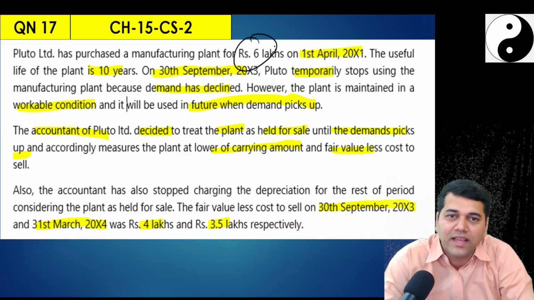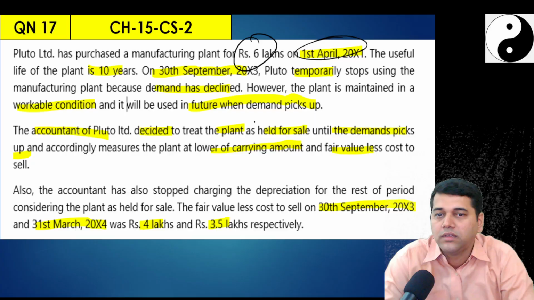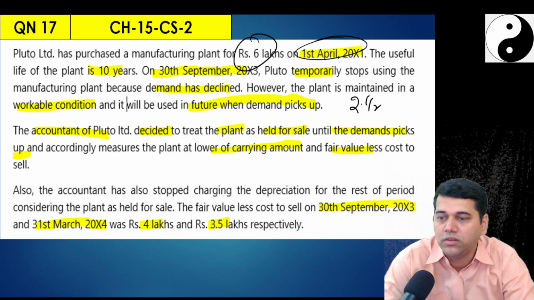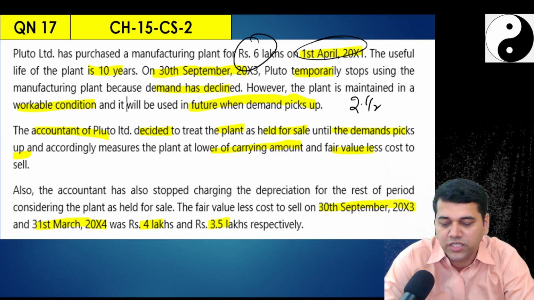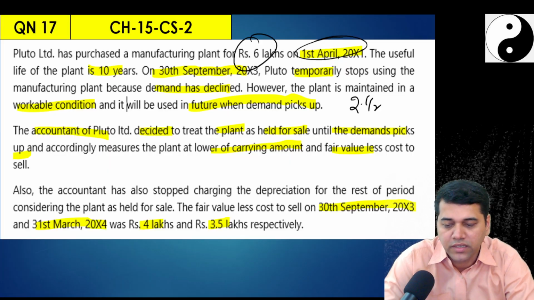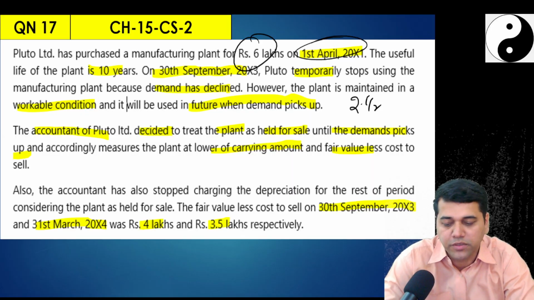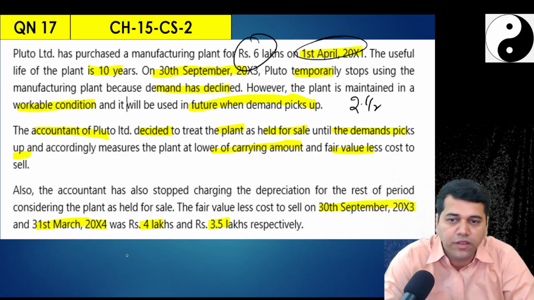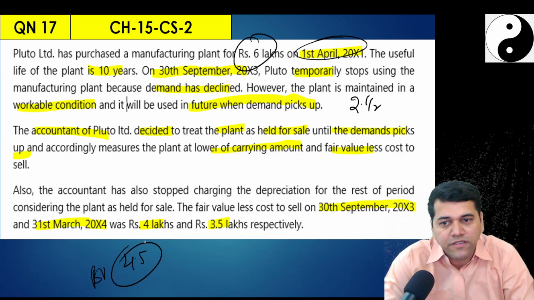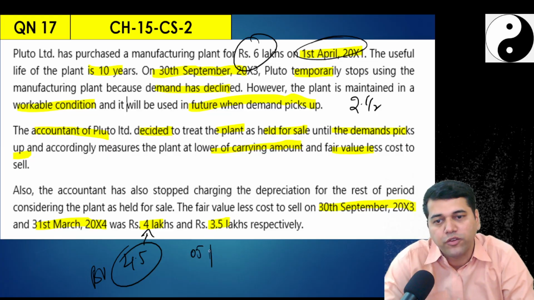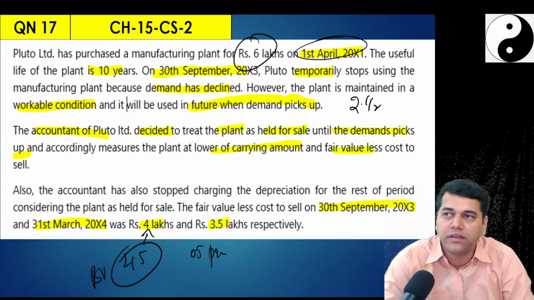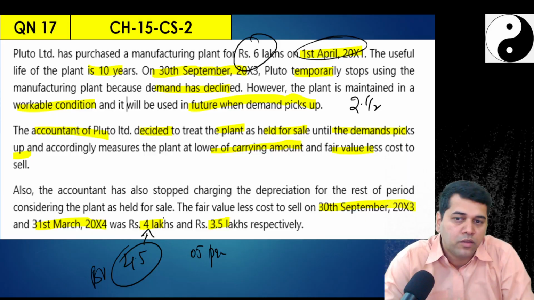You purchased for 6 lakhs on 1st April 2011. Now you are 2.5 years old, 2012-13. So per annum depreciation comes to 60,000. So 60,000 into 2.5, that is 1,50,000, would have been the accumulated depreciation, minus 6 lakhs, 4.5 would have been your book value on this day. Now on this day the fair value was 4. That means you must have charged 0.5 to the P&L account as an impairment on the date of transition from PPE to NCA, and now again you stop depreciation.